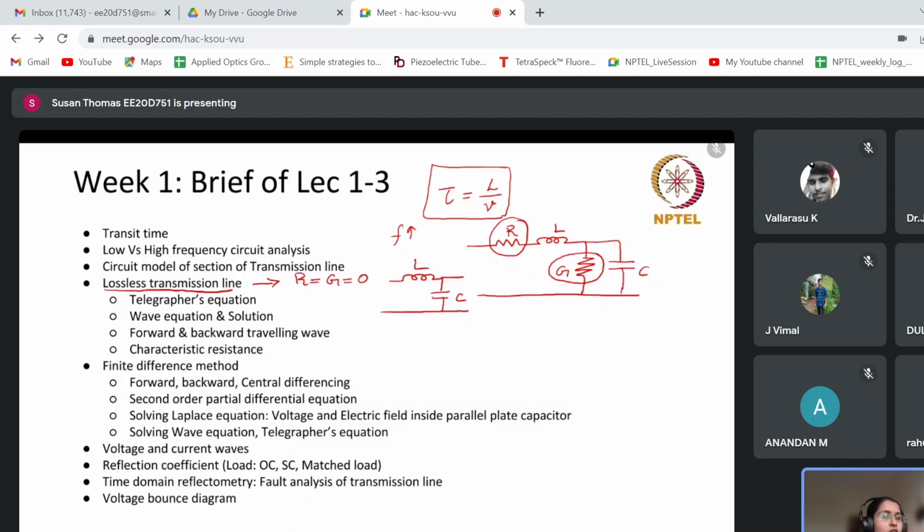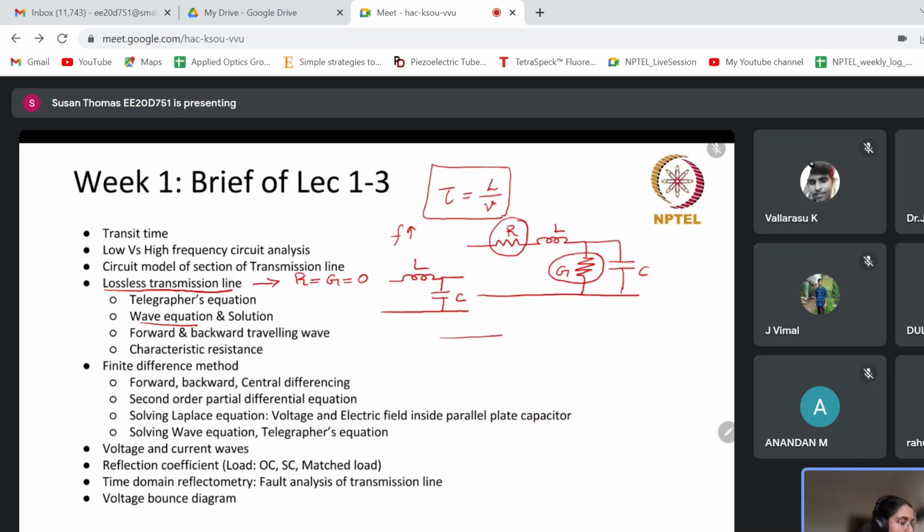I'm not going to go into the detail of any of the derivations, so let us discuss only the takeaways. First is the wave equation. As you all have seen, the solution of the wave equation consists of two terms: a forward traveling wave and a backward traveling wave. So let us look at the concept of the backward traveling wave.